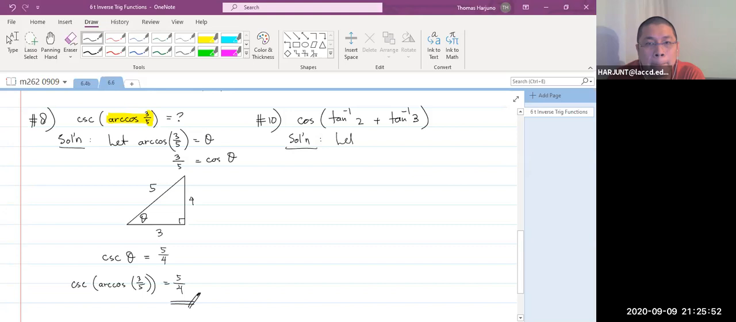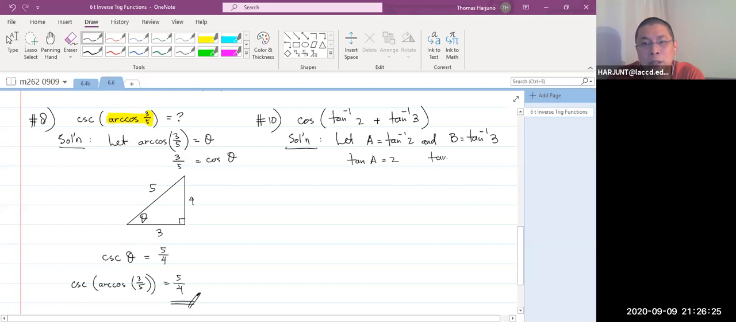I let theta equal tangent inverse. Oh, let me call that A instead, so I don't use angle theta. And B equals tangent inverse 3. So tangent A is 2, tangent B is 3. Now from there we draw the triangle. If this is A and a right angle here, then this is 2 over 1.